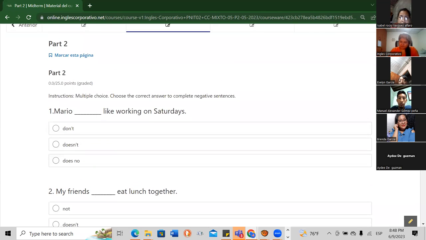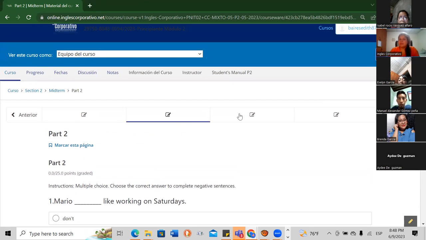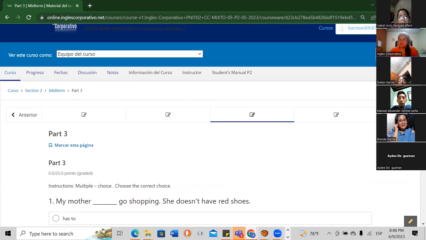Sí, teacher, yo creo que ya terminé, no sé si me equivoqué. ¿Cuánto vamos a hacer, teacher? ¿Cuántas podemos hacer? Todo, todo el examen. Son 4 partes. Vamos por la 2 ahorita, ¿ok? Si ya terminó la 2, pásese a la 3.